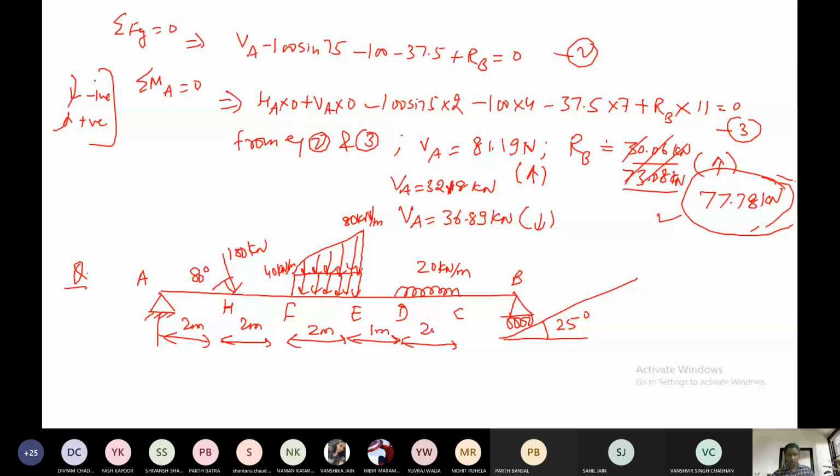So here, again, you have to calculate RA, RB and HA. That is, you have to calculate the reaction at the support. Fine.